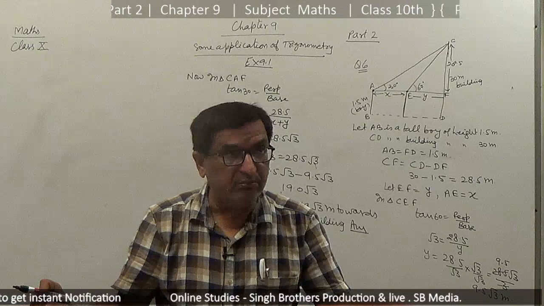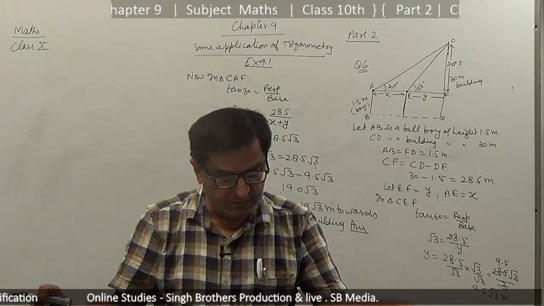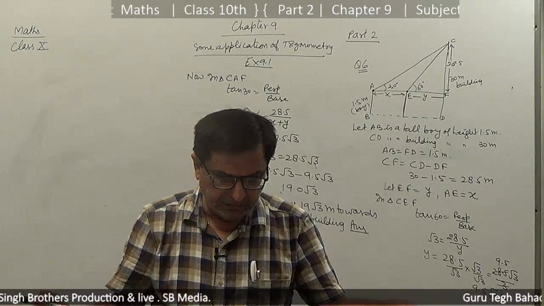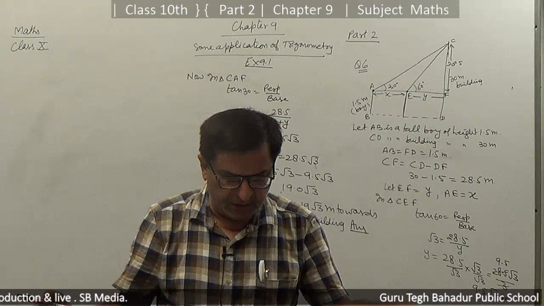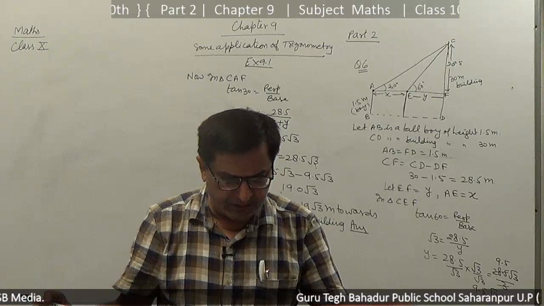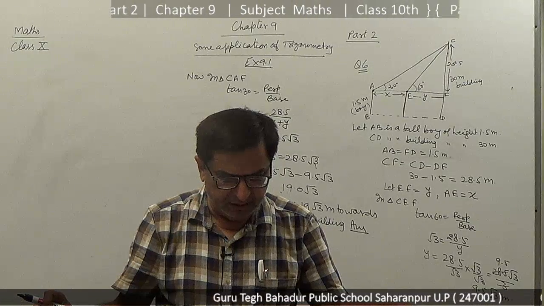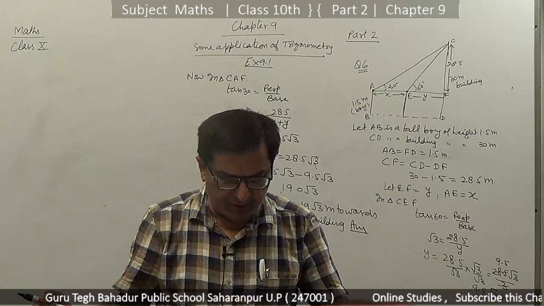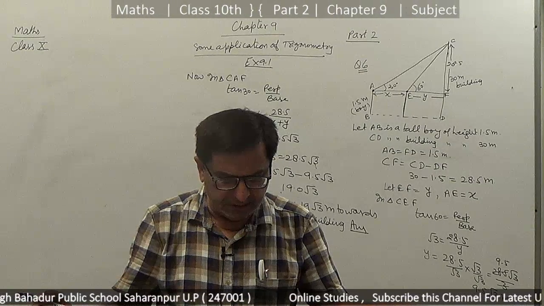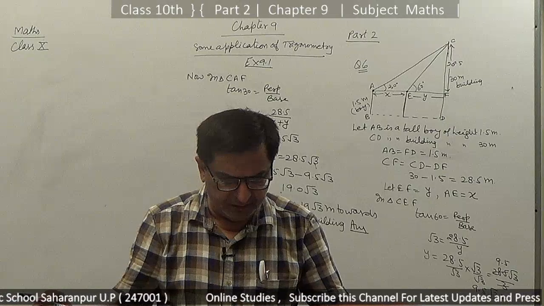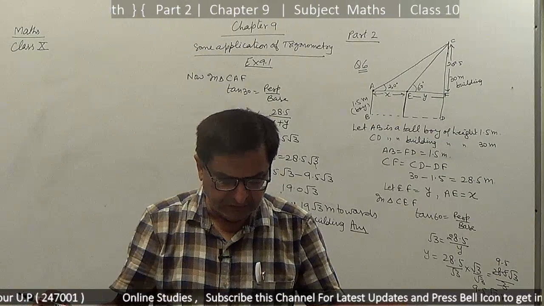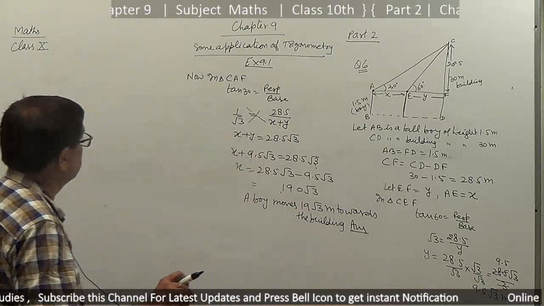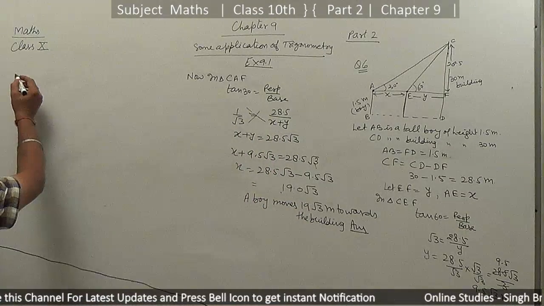Next question, question number 7. From a point on the ground, the angles of elevation of the bottom and top of a transmission tower fixed at the top of a 20-meter high building are 45 degree and 60 degree. Find the height of the tower.